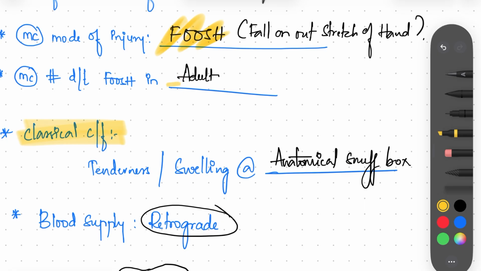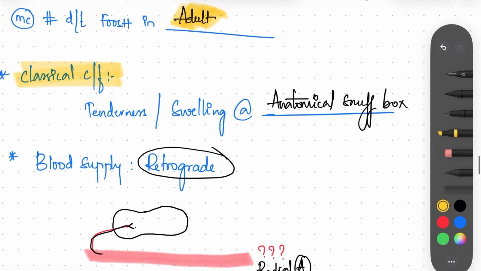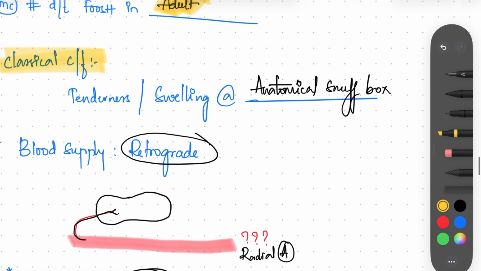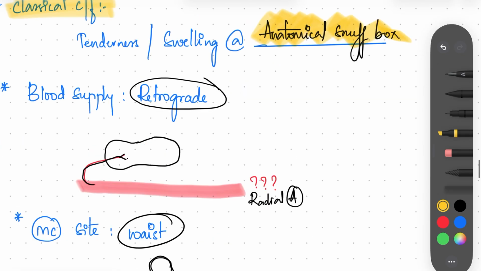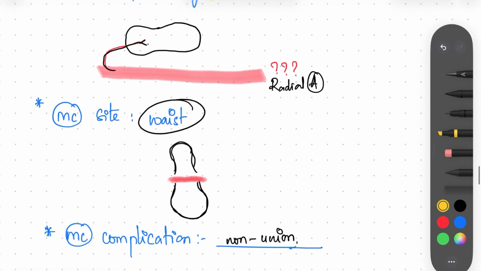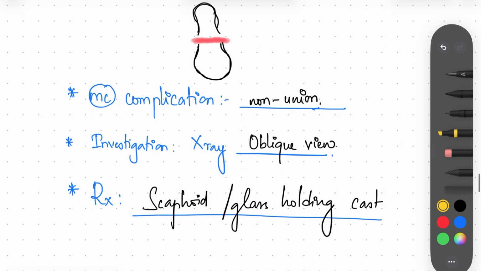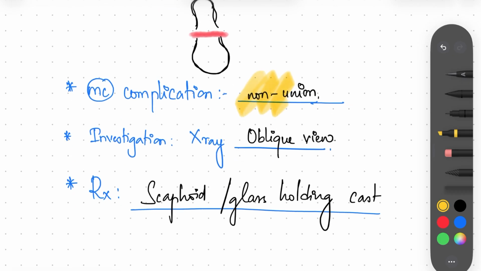Then the most common fracture due to PUSH in adults. Then we discussed that in children it will be supracondylar fracture of humerus. Then the classical clinical feature, tenderness and swelling at the anatomical snuff box. Then the blood supply of the scaphoid is retrograde. Then coming to the most common site, waist. Then the most common complication, non-union. For investigation we'll do an X-ray, which is an oblique view.